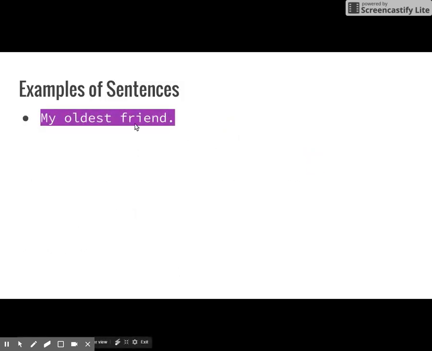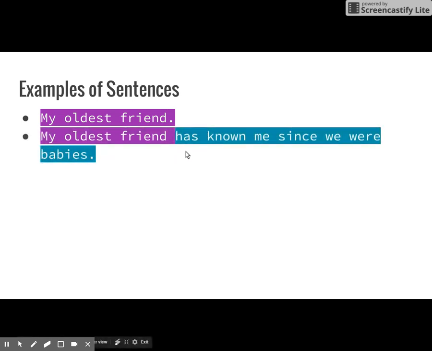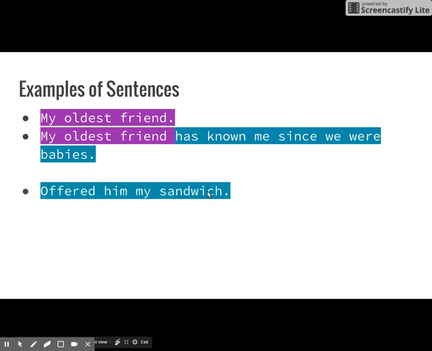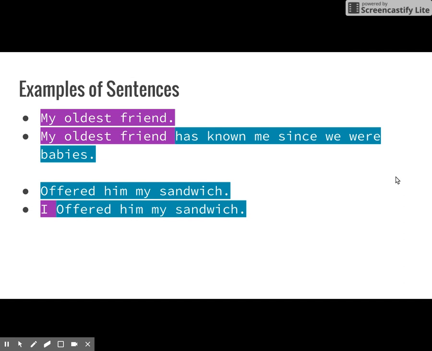So the examples of sentences when we were talking about my oldest friend, well, this is not a sentence because it's only got the subject. My oldest friend has known me since we were babies. Okay, this makes much more sense now. Offered him my sandwich. Not a sentence, not a complete thought. It's only a predicate. We need to add a subject. I offered him my sandwich, and I should not have capitalized that O there. I forgot to change it. I will deduct a point from my grade.